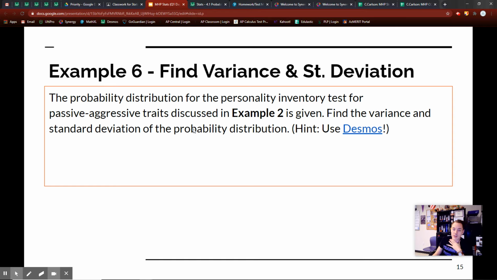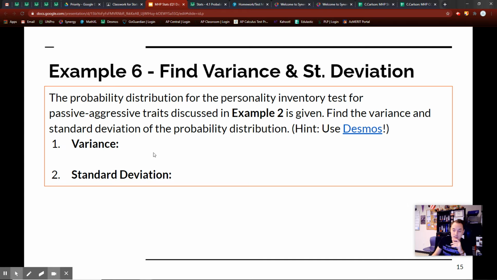The probability distribution for the personality inventory test for example 2 is given. Find the variance and standard deviation of the mean distribution. And then I said, hint, use Desmos. So we're going to try to find the variance, and then we're going to try to find the standard deviation.